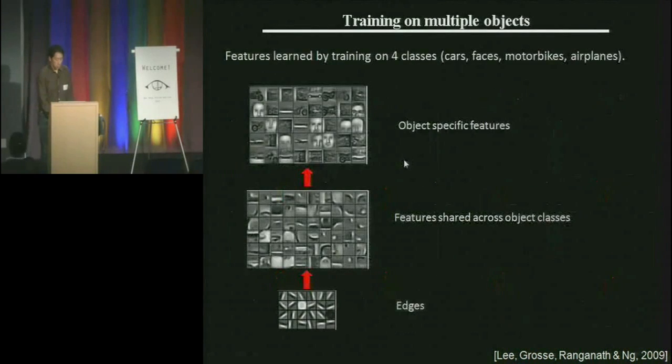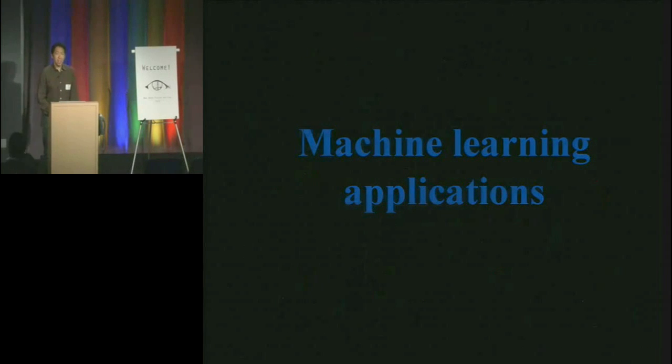And if you train this sort of model on multiple object classes, then at intermediate levels you get features that are shared amongst object classes, and then at the highest level you get object-specific classes. So this shows at least that we can learn interesting features, but what is this all good for? So let's talk a bit about machine learning applications.